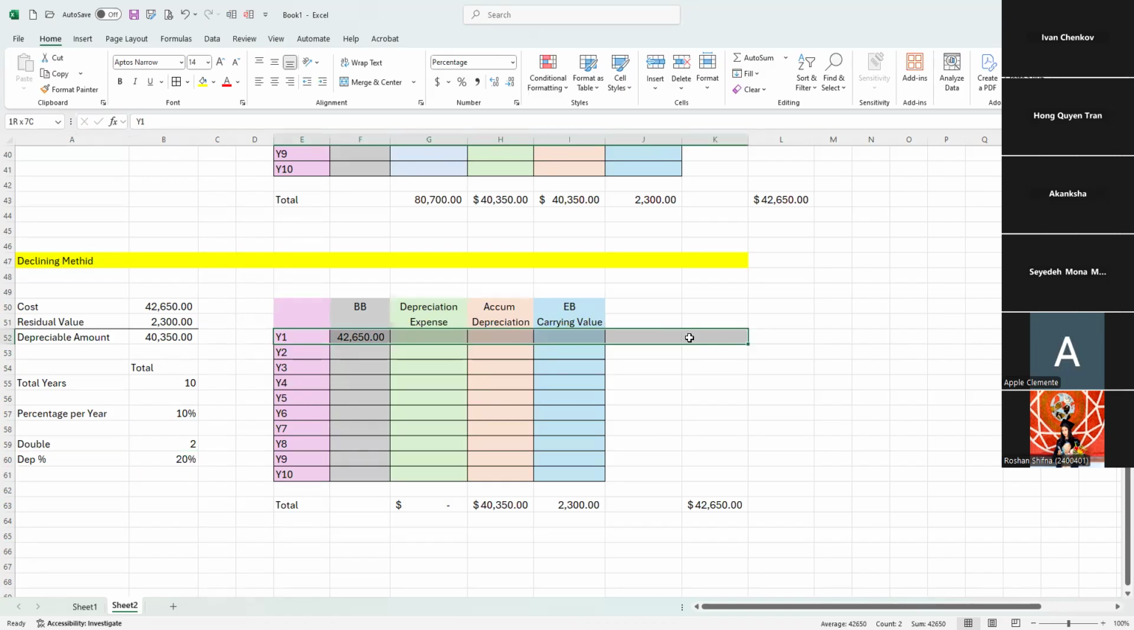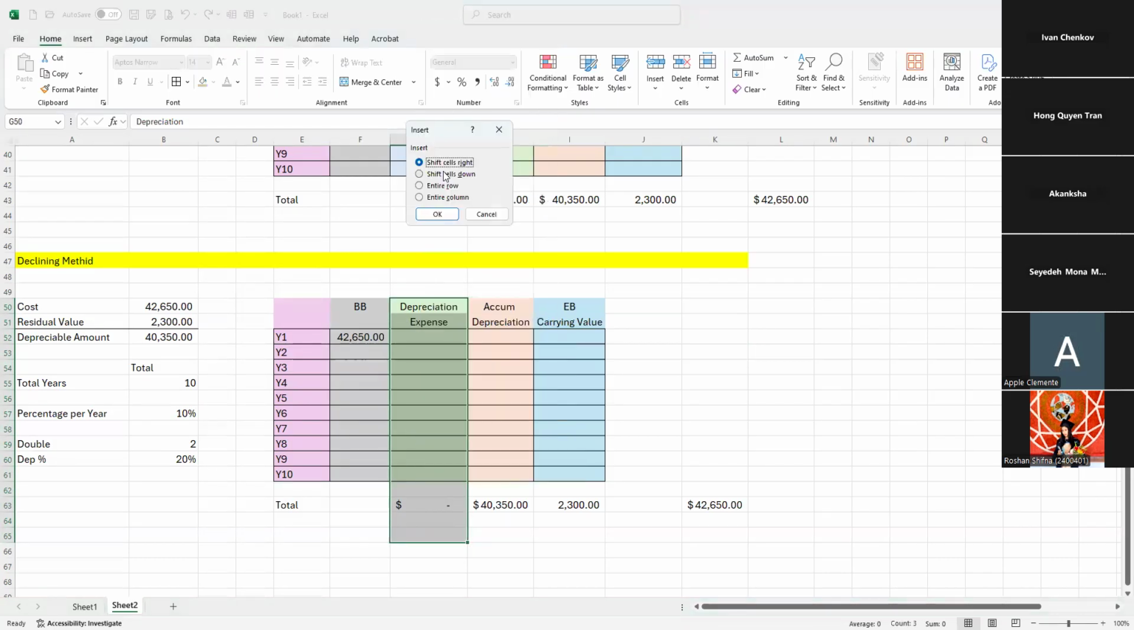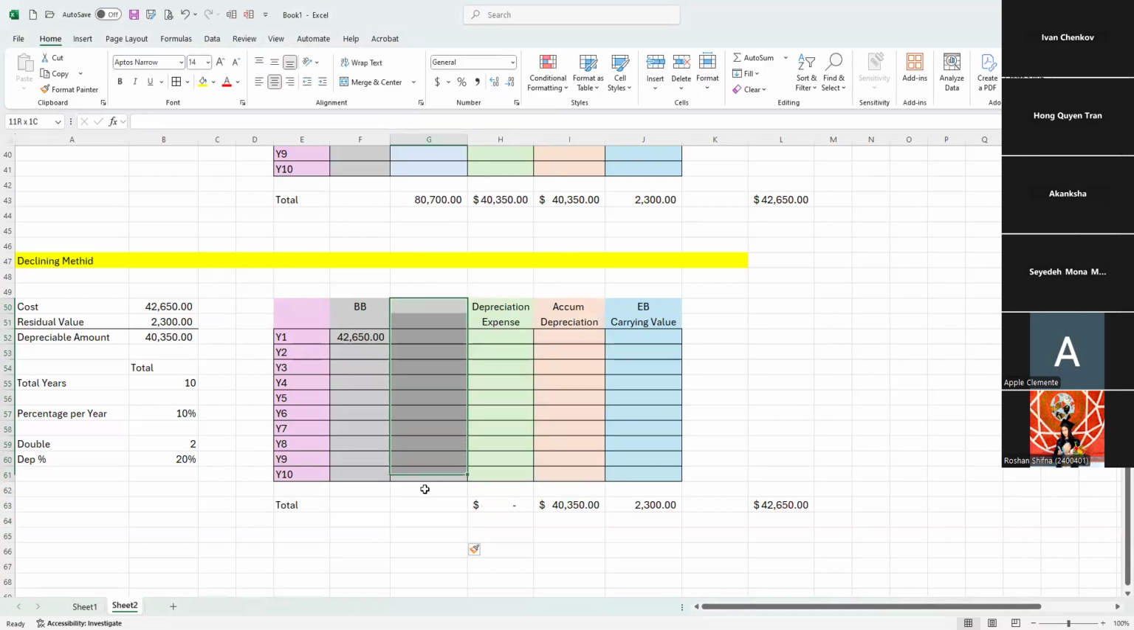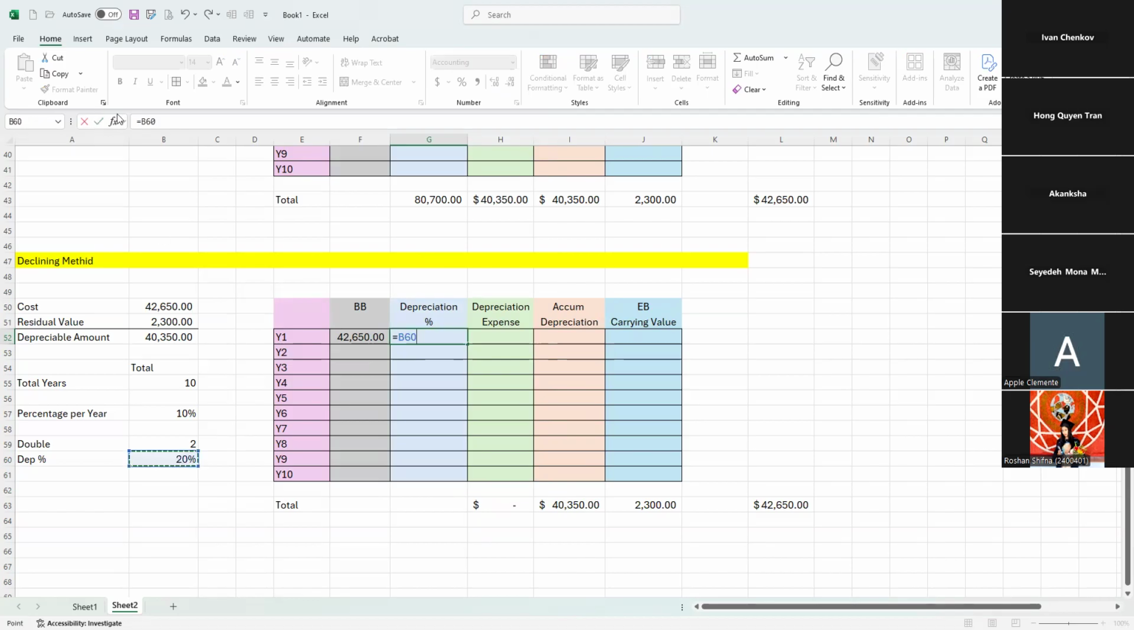So in this case, let's add here a new column. And let's change the color. And that will be the depreciation percentage. And that percentage is always and always will be 20.